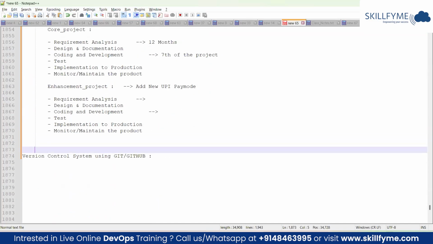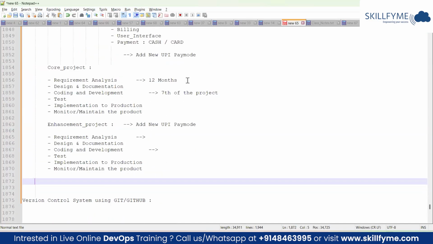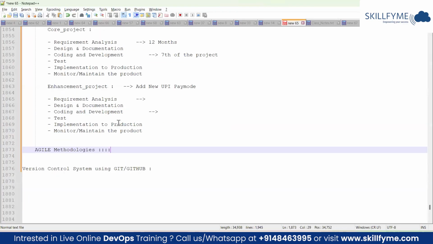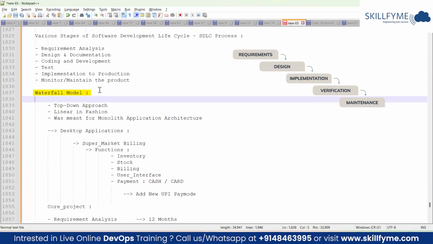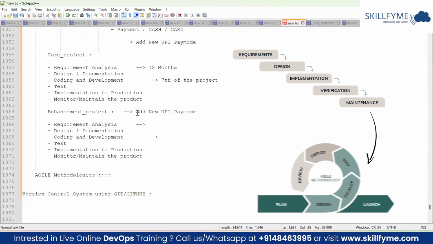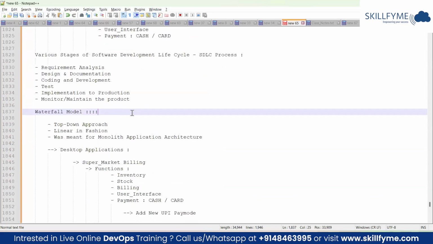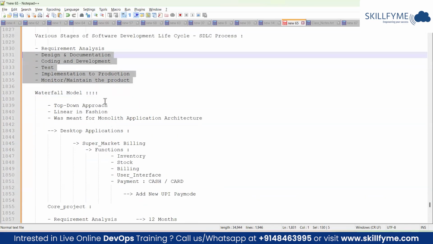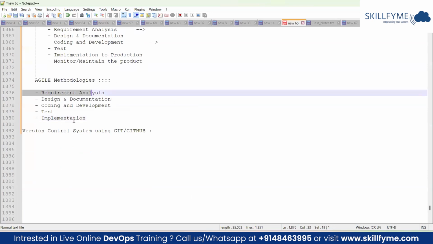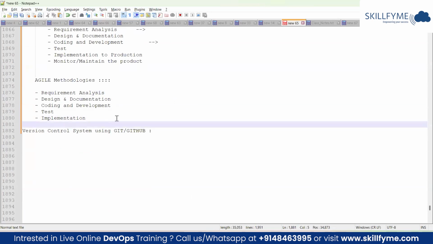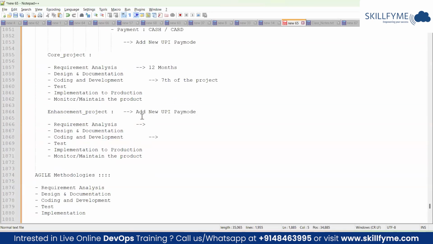For that, they introduced a new working model called Agile methodologies. So from the waterfall model, we are now going to move towards Agile methodology. Agile methodology is a software development process. Like the waterfall model, it also follows all the processes, starting from requirement analysis till implementation. It follows everything, but the approach is different.